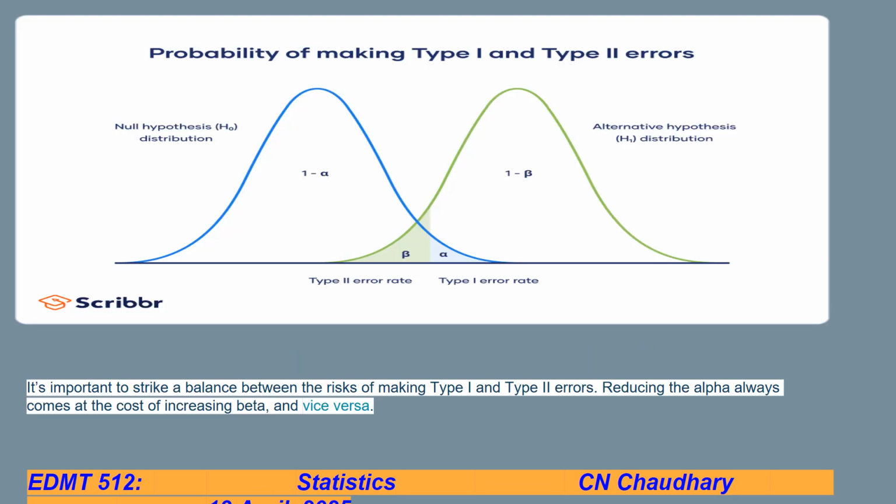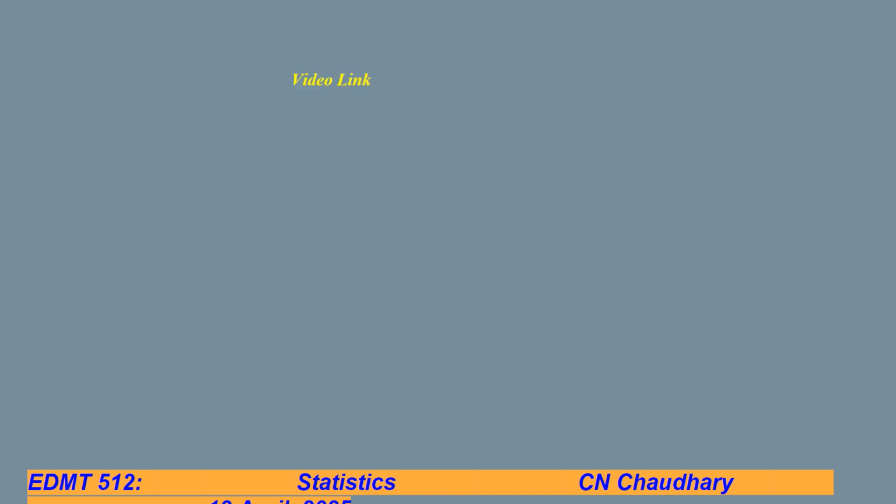It is important to strike a balance between the risks of making type 1 and type 2 errors. Reducing alpha always comes at the cost of increasing beta, and vice versa.